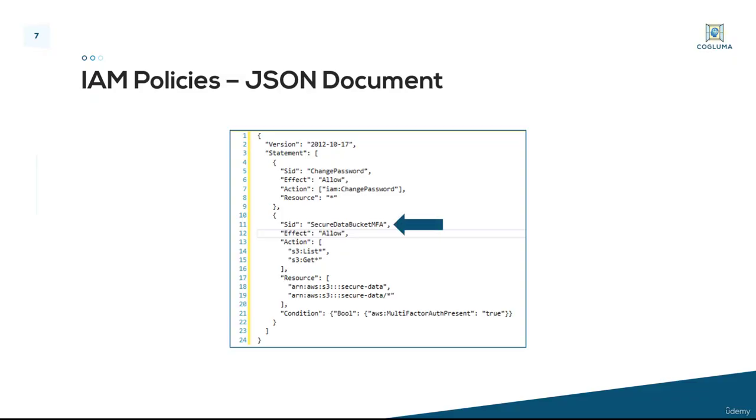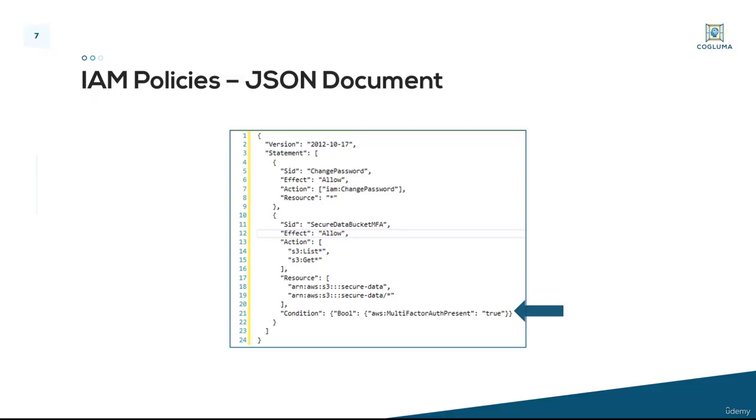For our second example, the SID, or Statement ID, is Secure Data Bucket MFA. This is a name that we make up to help us remember what the statement is referring to. So the effect is allow again. Now this time we have two actions. S3 is the service, and list and get are the actions. We will learn more about S3 in later sections, but for now, just know that S3 is an AWS storage service and that list and get allow users to see and retrieve the contents of that S3 storage. For the resource this time, we're listing a specific S3 storage location within our environment called secure data.